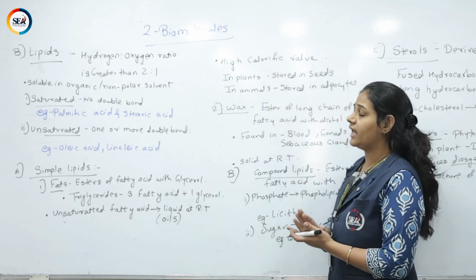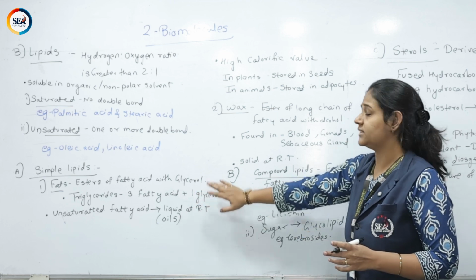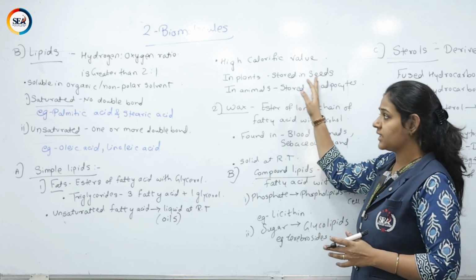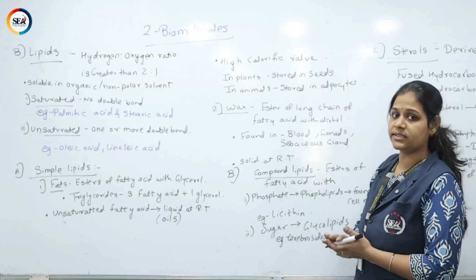Next is high calorific value. These fats, the simple lipid first example, have high calorific value. So in plants they are stored in seeds, and in animals they are used as storage material in adipocytes.